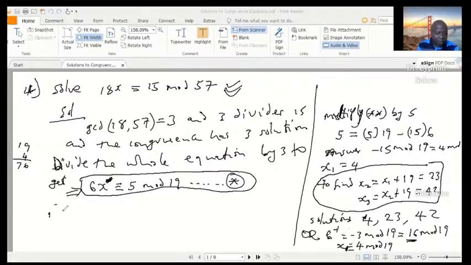So if I were to use Fermat, I would find the inverse of 6 as 6 raised to 17 mod 19. And then form the table, the square table. Ask yourself, 6 raised to 1 is what? 6 raised to 2 is that 6. What is that 6 divided by 19? What would be the remainder? And so on.